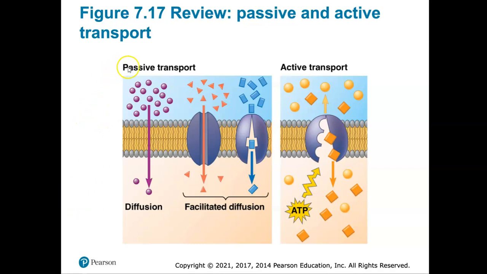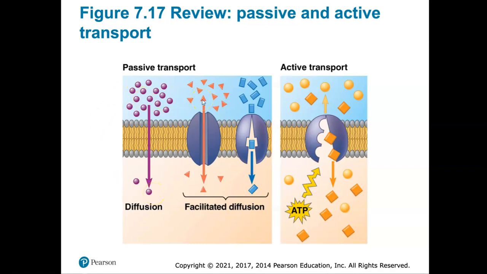Now we talk about substances that move by passive transport, which requires no energy, versus active transport, which requires ATP. Passive transport is just when molecules move from their high to their low concentration, down or with their concentration gradient. You can see all of these molecules are moving toward their low concentration. They're going to go wherever their concentration is low.